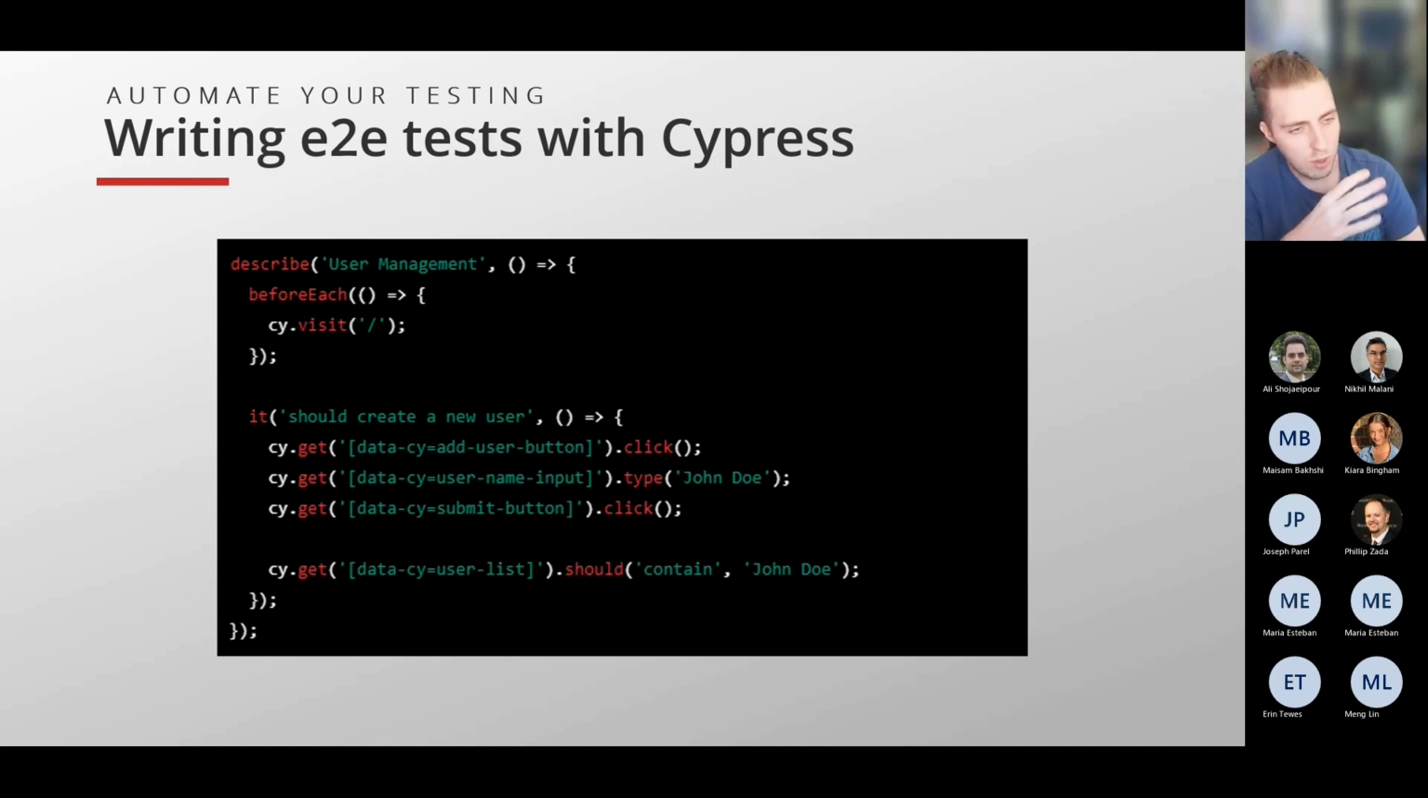So you basically get those HTML attributes. We're running a click on the add user button. We're typing the John Doe name into the username input, and then we're clicking the submit button toward the end. To validate the test, we have a data-cy user list. So we're getting that attribute, and we're saying it should contain John Doe.